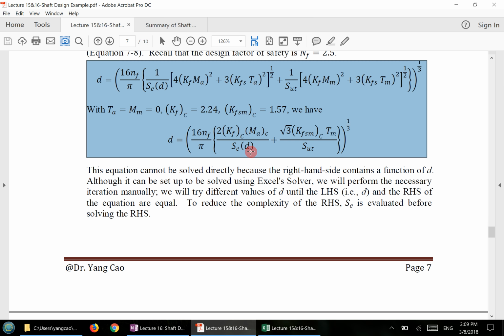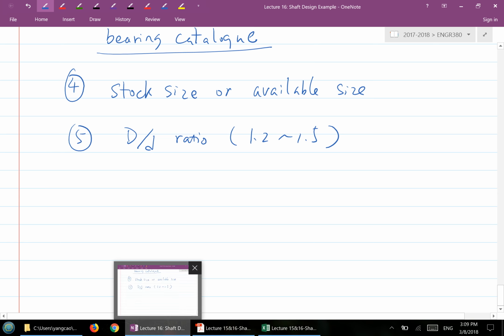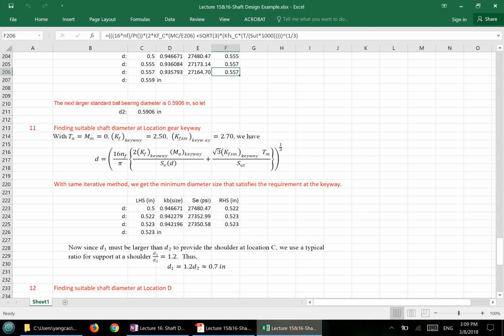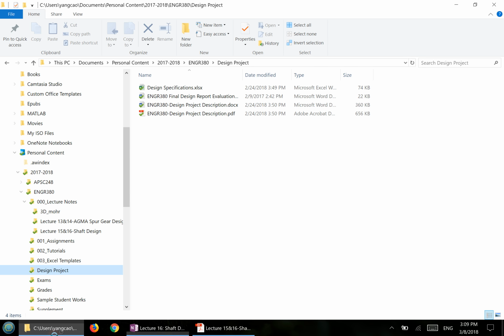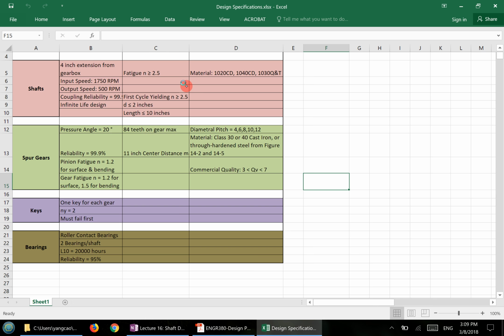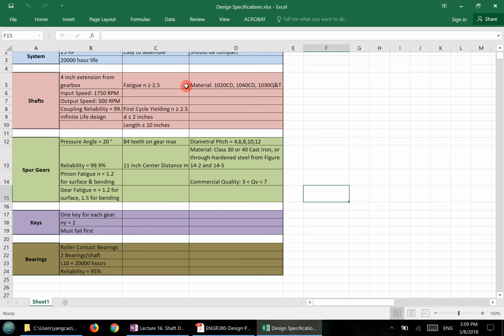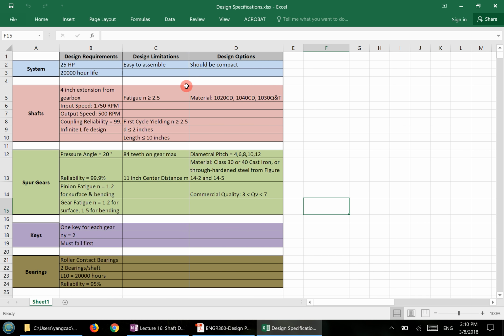Any other questions? Okay. I'll use the rest of the time just to talk a little bit about the design project. I have uploaded a couple of documents here. If you prefer one-minute reading, this Excel is probably the easiest place to locate some of the key design requirements, design limitations, and the design options.